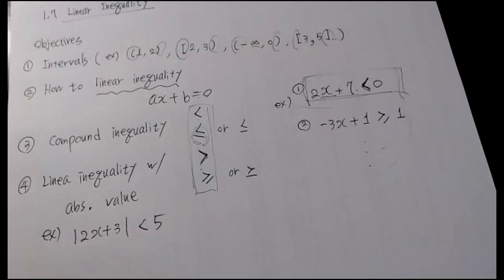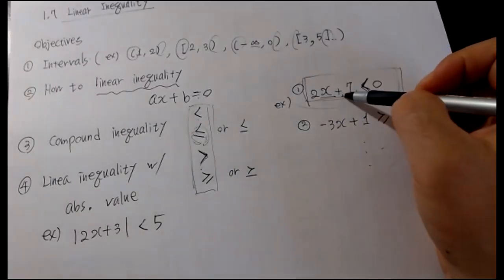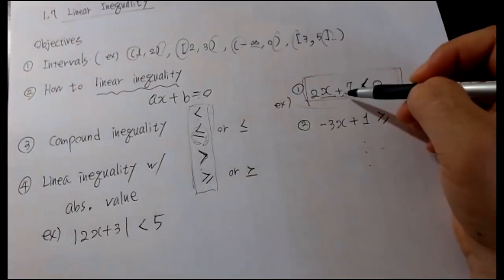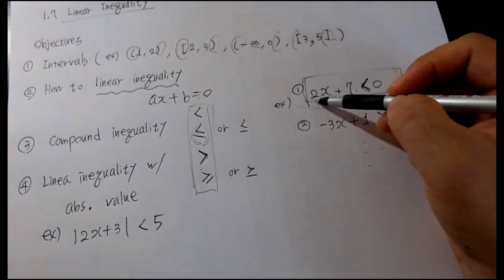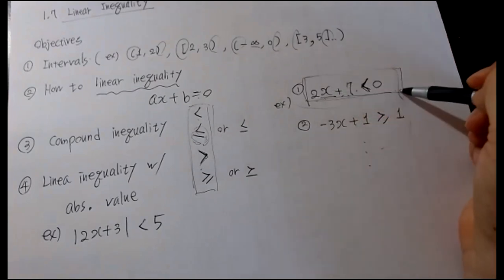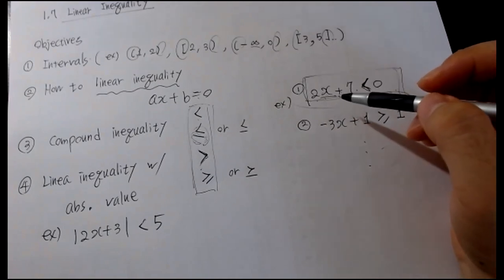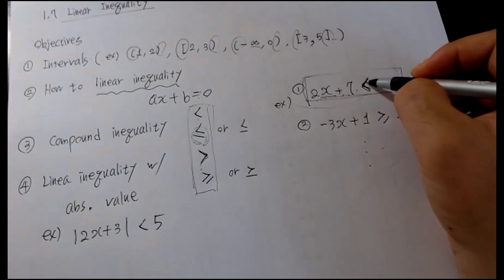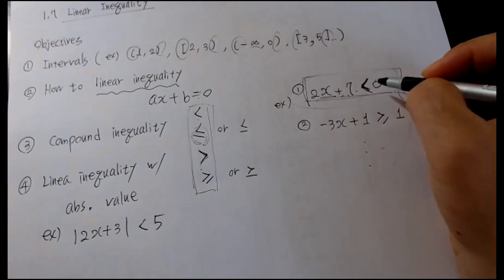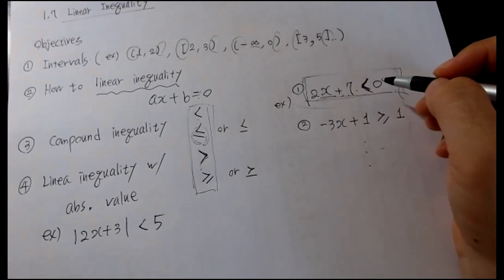So when you do something on one side, you have to do the same thing on the other side. Likewise here, when you subtract 7 and then divide by 2, you have to do the same thing on the other side too, okay? But the only different thing from linear equations is this: when you multiply or divide by a negative number, the inequality will be reversed. Okay, keep in mind this. I'll show you.